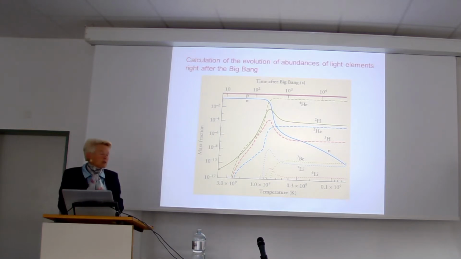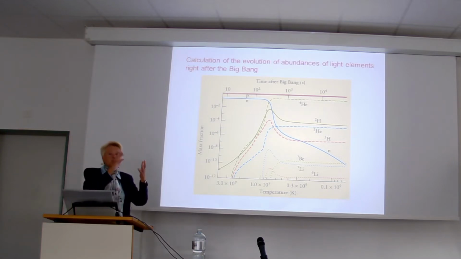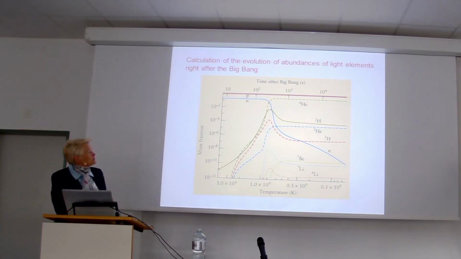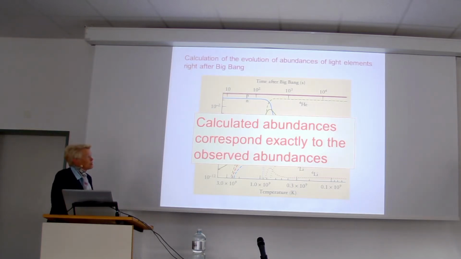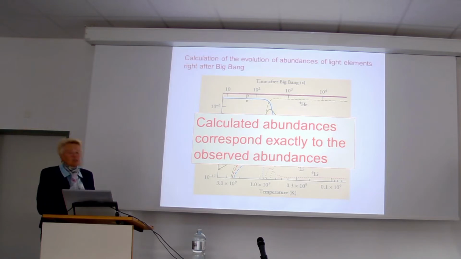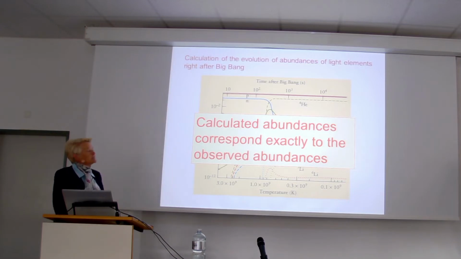You don't have to look where stars have polluted the universe, because stars form heavy elements. And so you must look far away from the stars, where you see the original fraction of helium and hydrogen. And there are such places. And when you do this, you find that the calculated abundances correspond exactly to the observed abundance. So this is another indication that the Big Bang model is a good model, because with the Big Bang model you find the abundances of elements in the correct way.